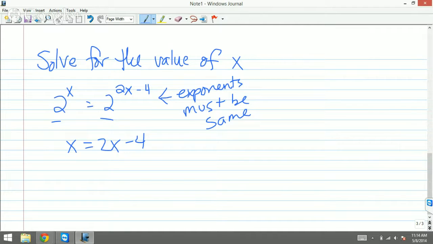Is it x equals -4? No, it's x equals positive 4. Yeah, x equals positive 4.